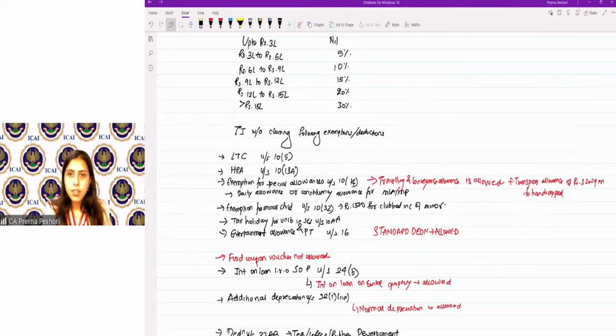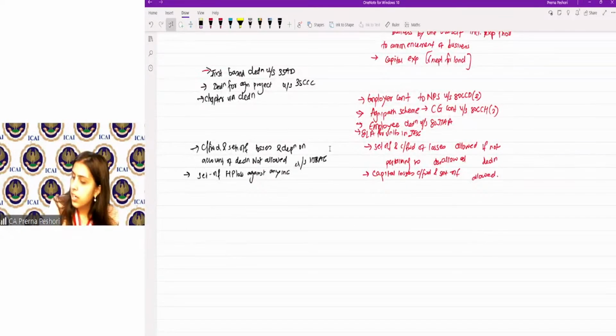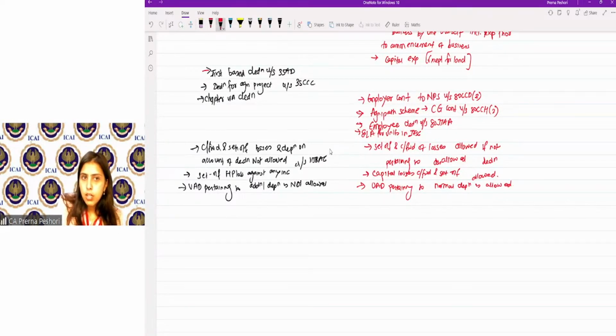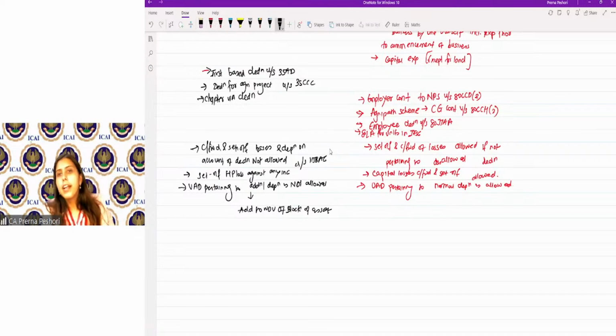So just write down over here. Unabsorbed depreciation pertaining to additional depreciation is not allowed. But unabsorbed depreciation pertaining to normal depreciation is allowed. So if it is pertaining to additional depreciation, then what you will have to do? Add to WDV of the block of asset. Add to WDV of the block of asset. Yes.